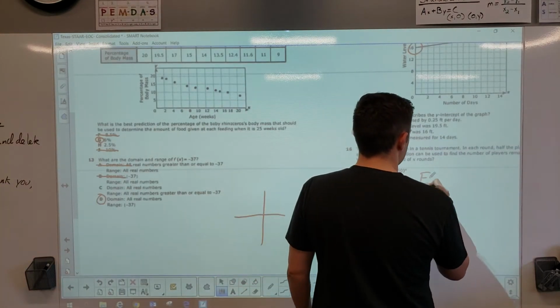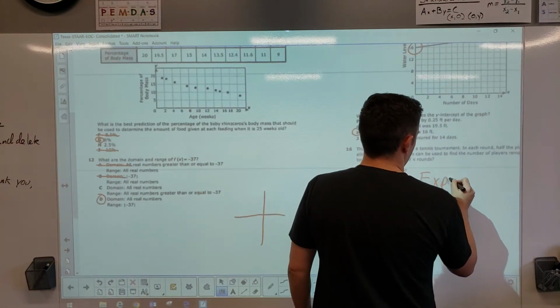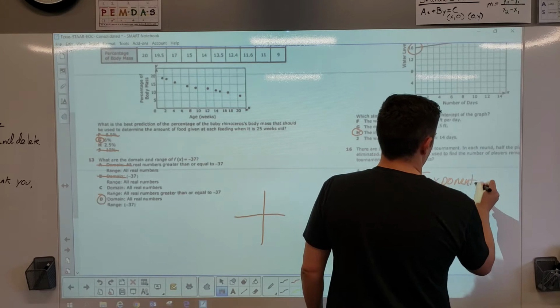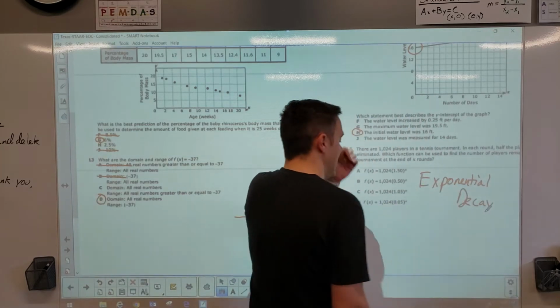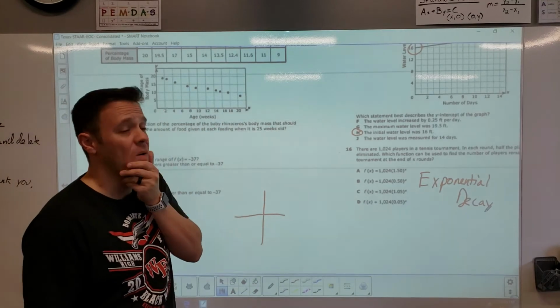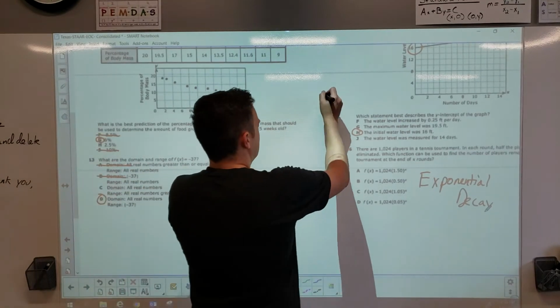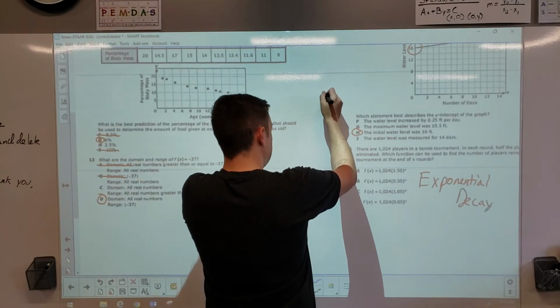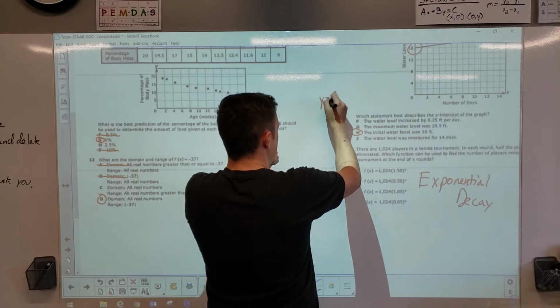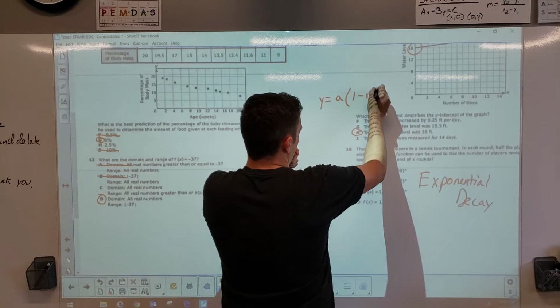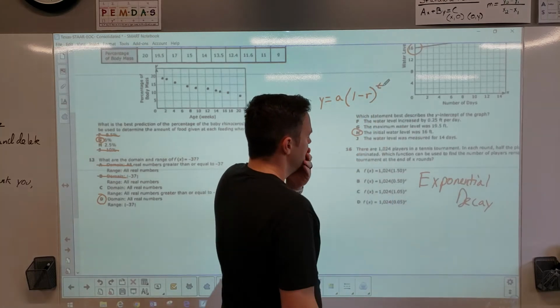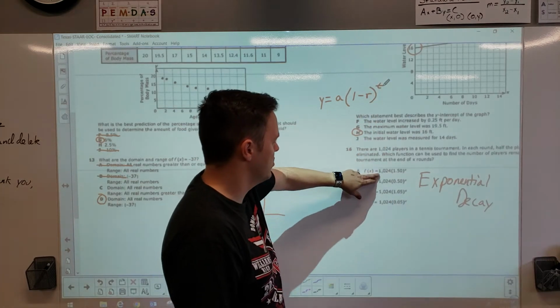There are 1,024. This is exponential decay. If you guys look up on the star setup that I gave you, it should have this equation written down for you, which is in fact y equals a times (1 minus r) to the t. So my initial amount is 1,024.